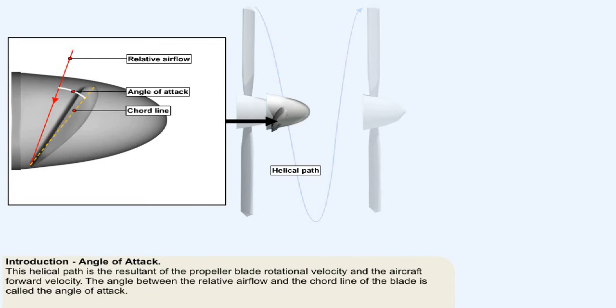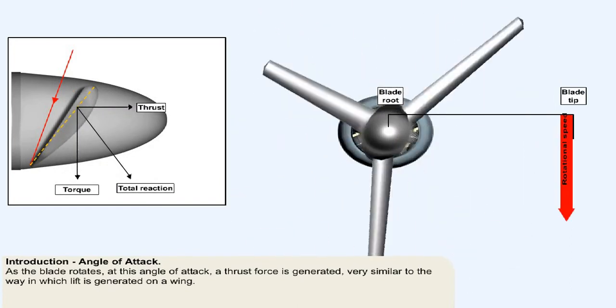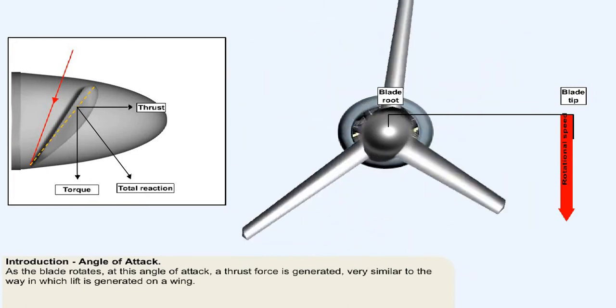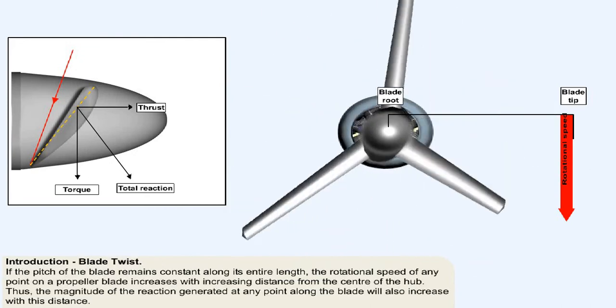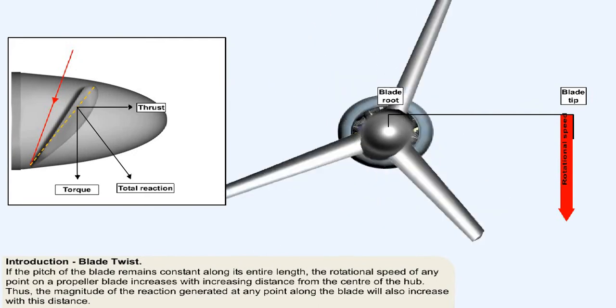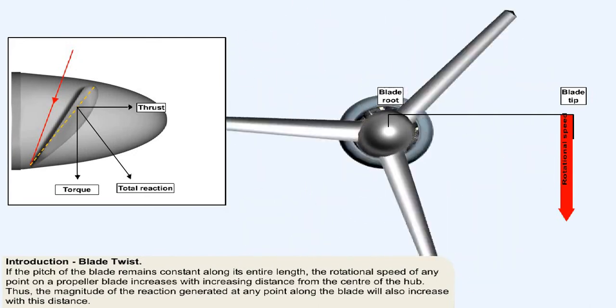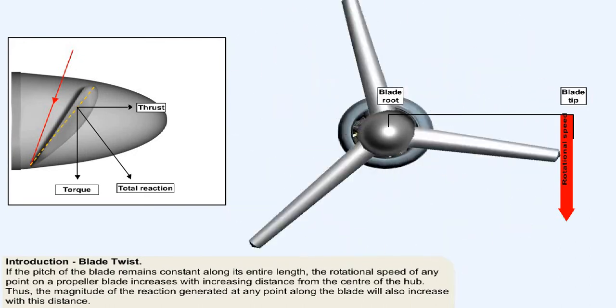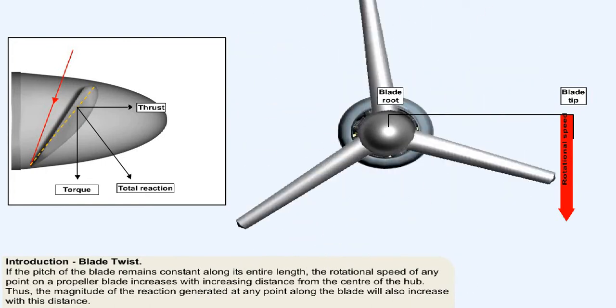The angle of attack is kept quite small, usually between 2 to 4 degrees. As the blade rotates at this small, positive angle of attack, a thrust force is generated, very similar to the way in which lift is generated on a wing. Because the rotational velocity of any point on a propeller blade increases with increasing distance from the center of the hub, so the magnitude of the thrust generated at any point along the blade would also increase with this distance, if the pitch of the blade remained constant along its entire length.